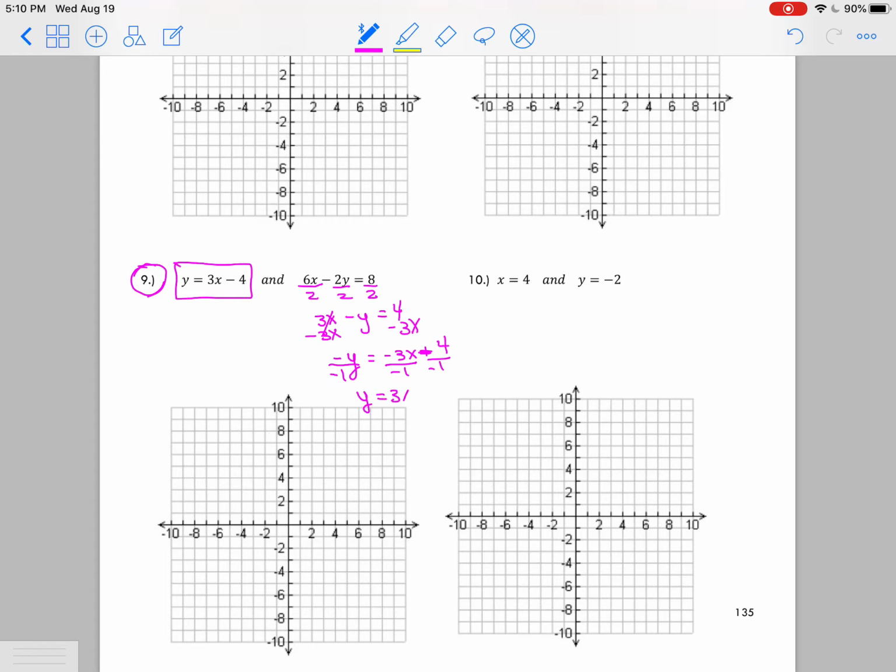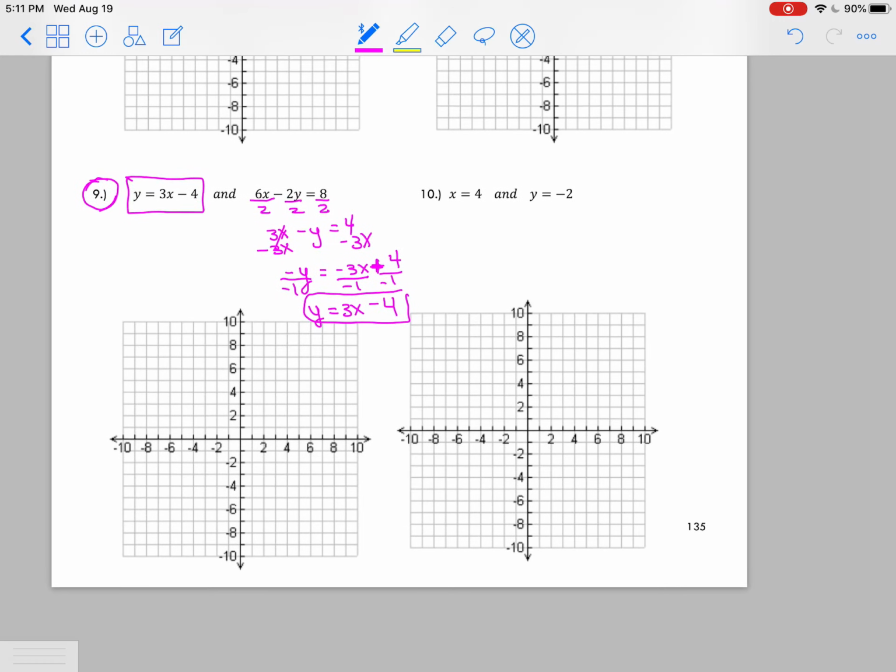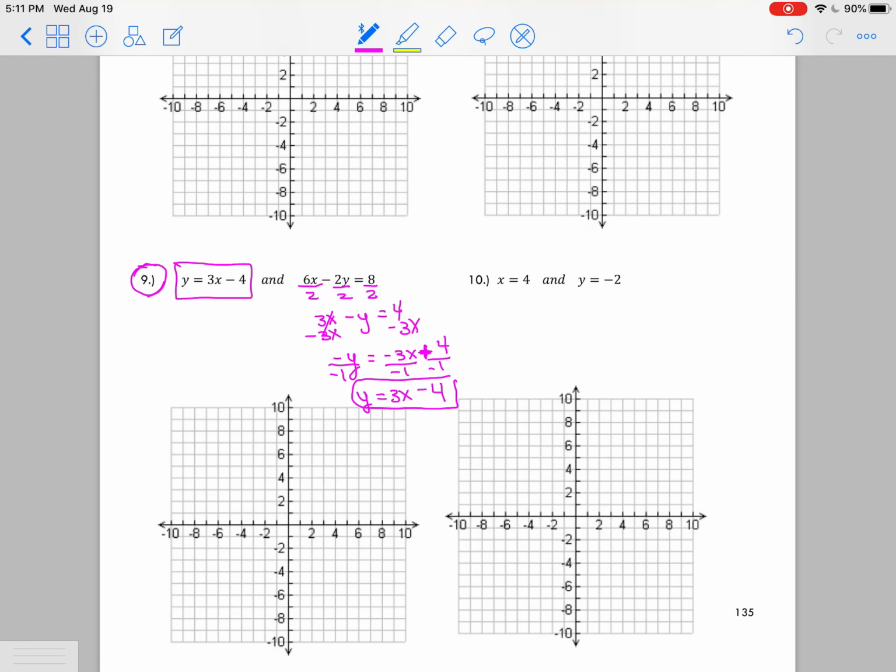So we've got y is equal to 3x plus 4. Minus, oh, it was plus. All right, minus 4. And voila, we have the same line, exactly the same line. So we can guess that this is going to be an infinite solution, right? Well, obviously, we're going to have both of these graphed on the same line here.